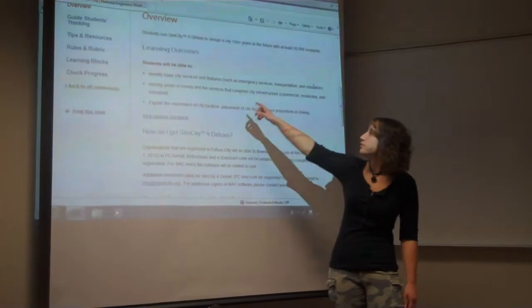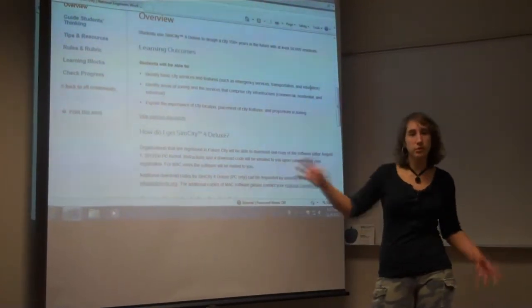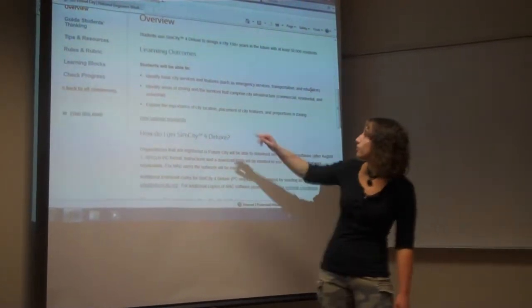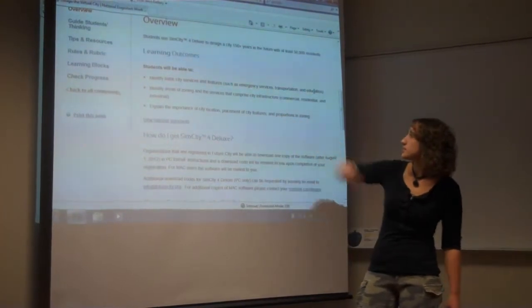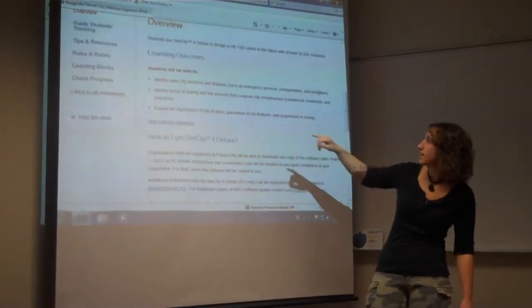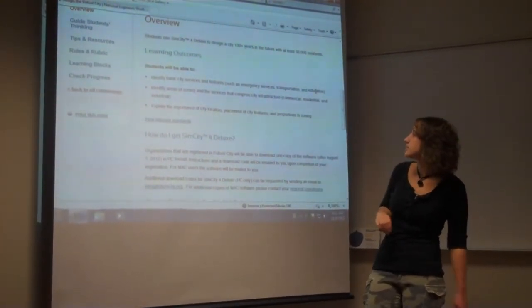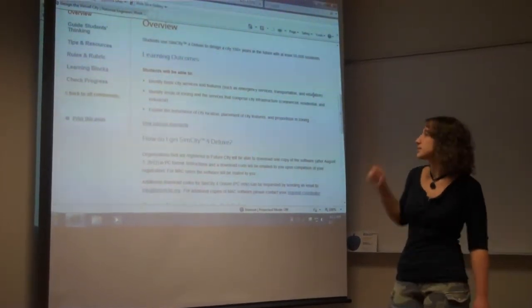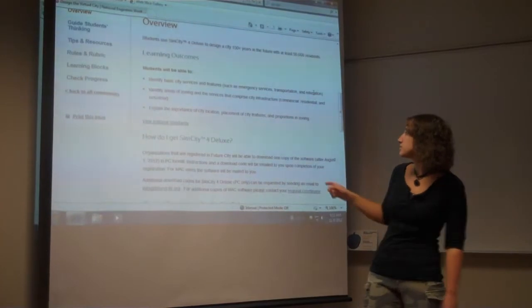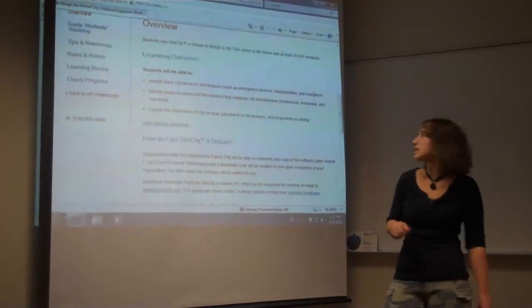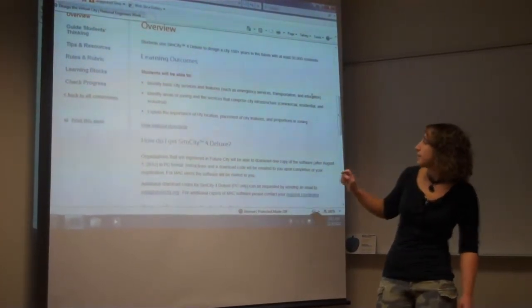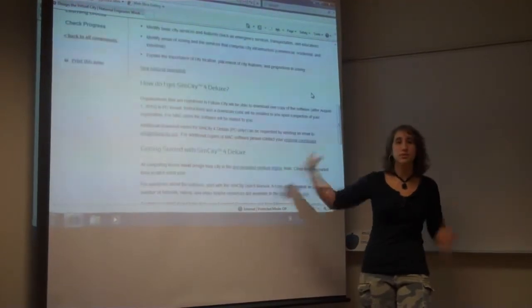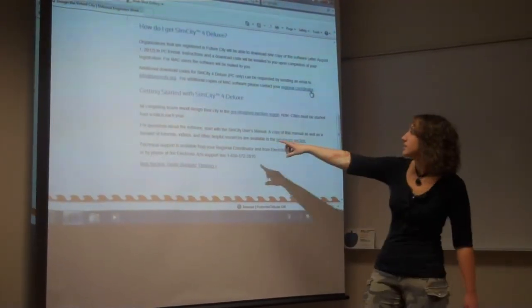We're going to talk about the overview. Here are your learning outcomes. This is what we want you to get out of this project. We want you to identify the basic city services and features. You're going to identify the series of zoning and the services that comprise city infrastructure. And you're going to be able to explain the importance of city location, placement of city features, and proportioning in zoning. Okay, so how do you get this system? You already have it. So let's go down to the next one.